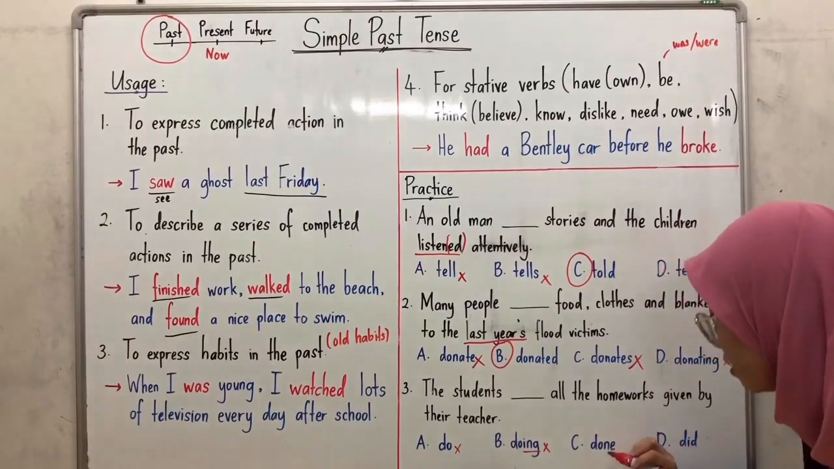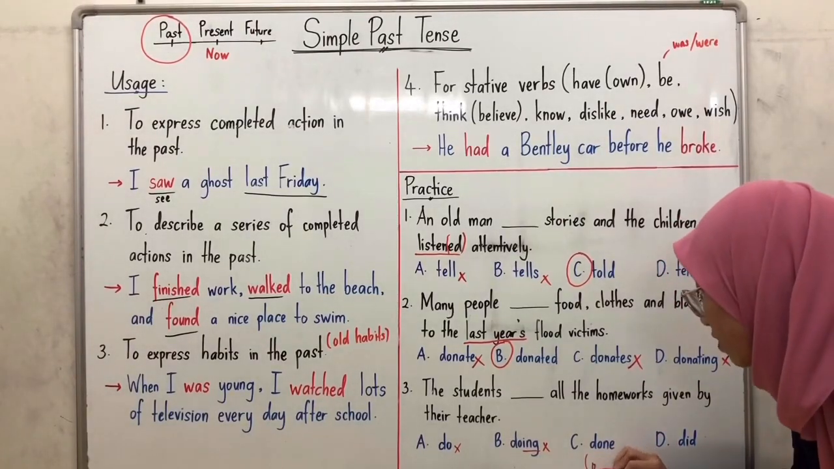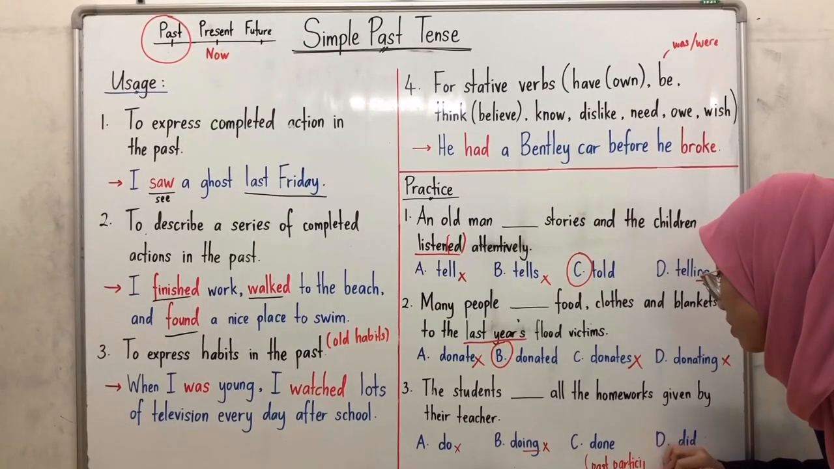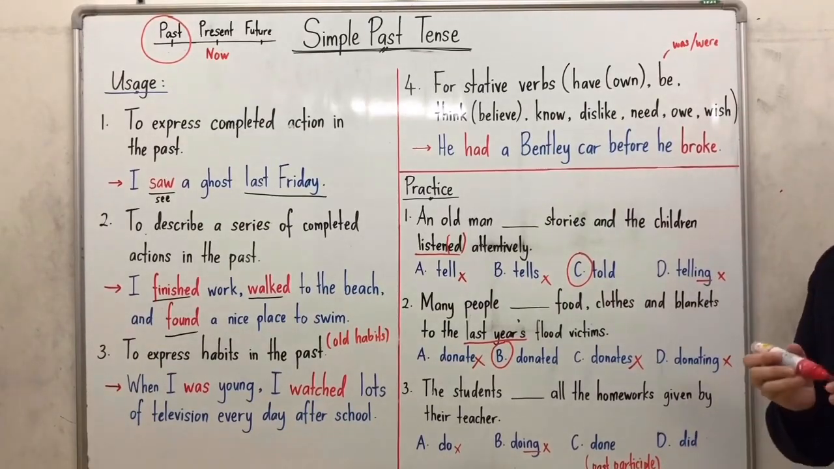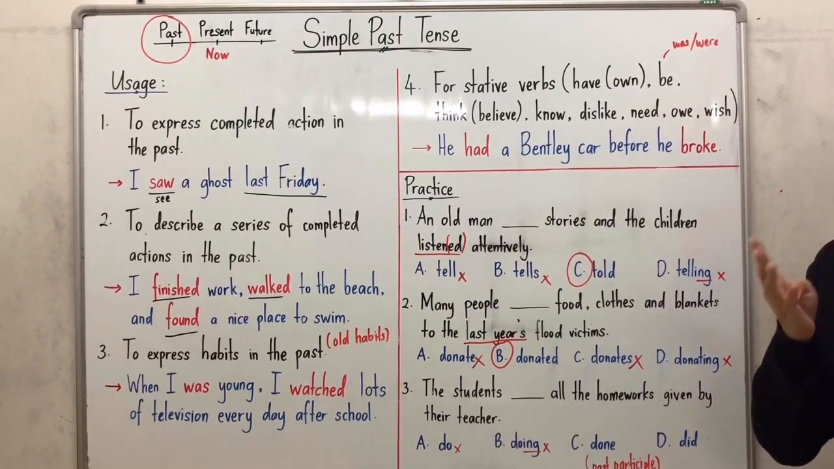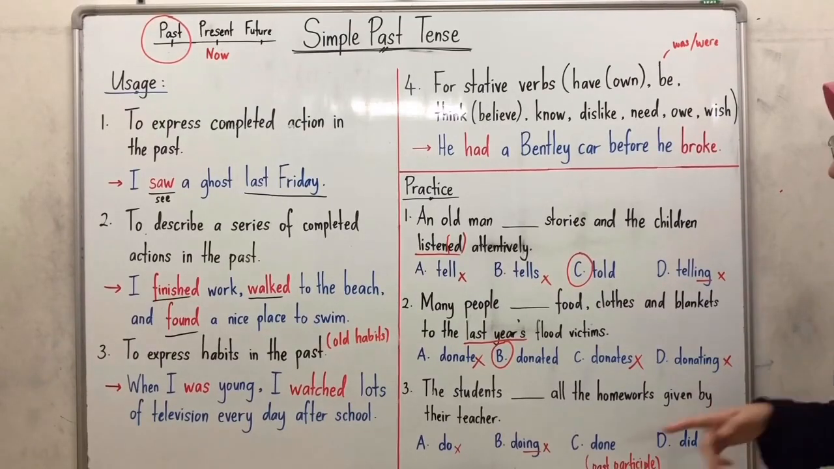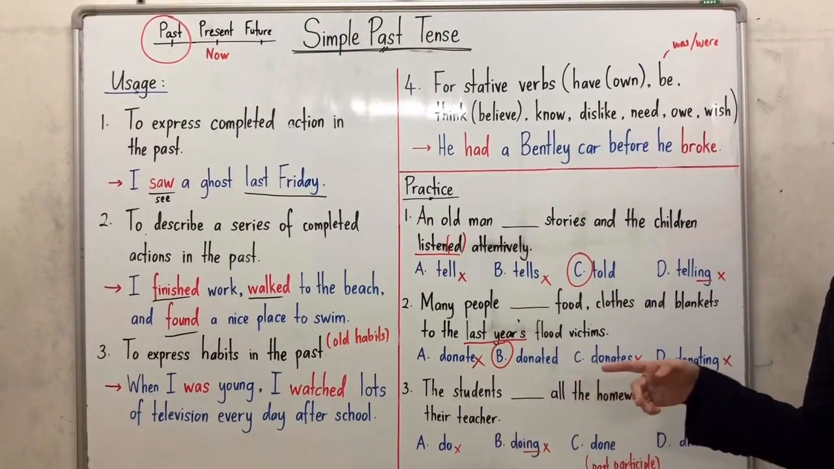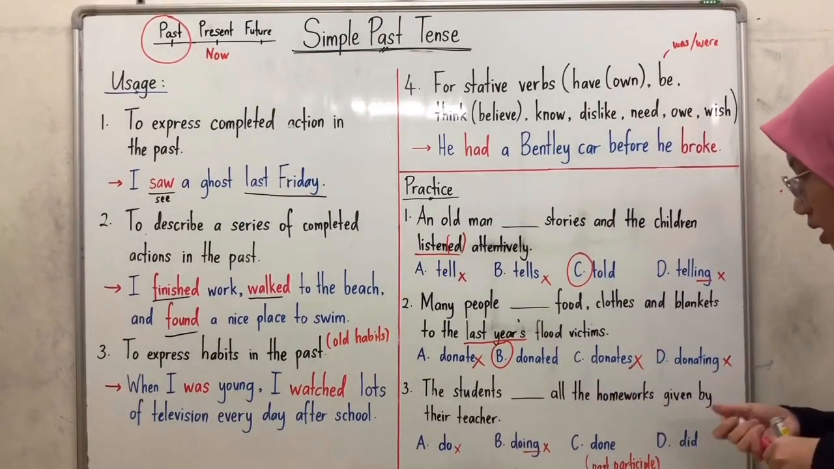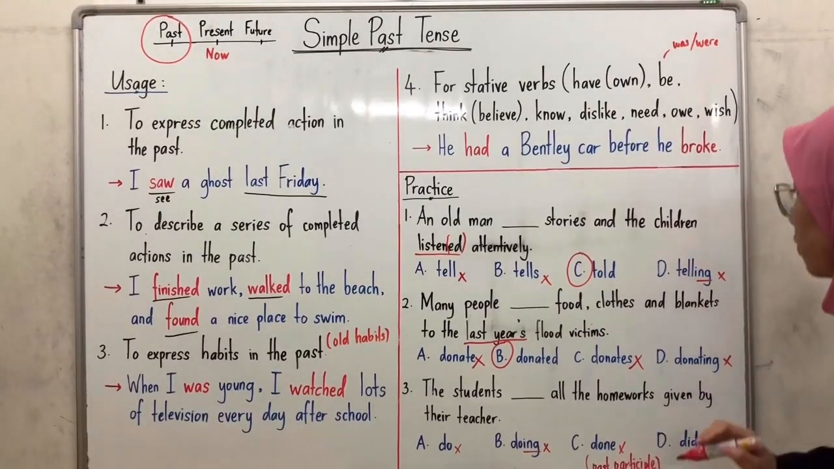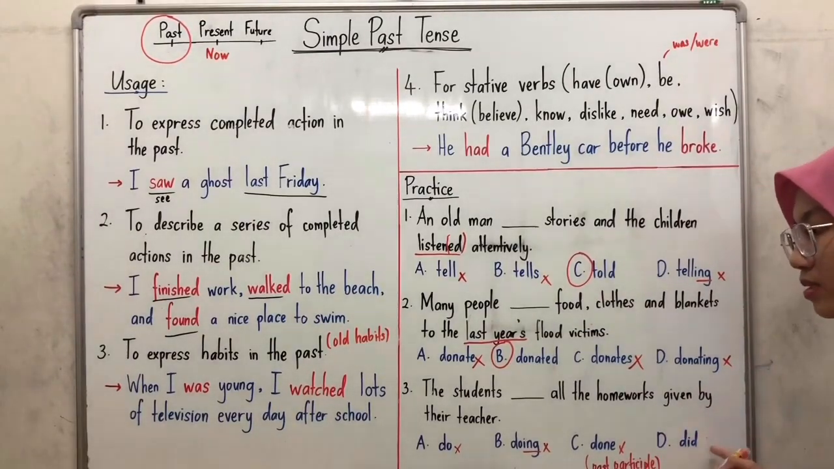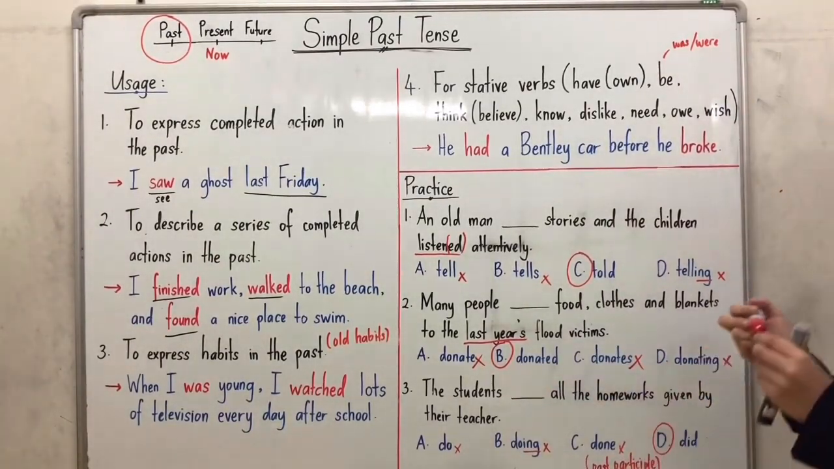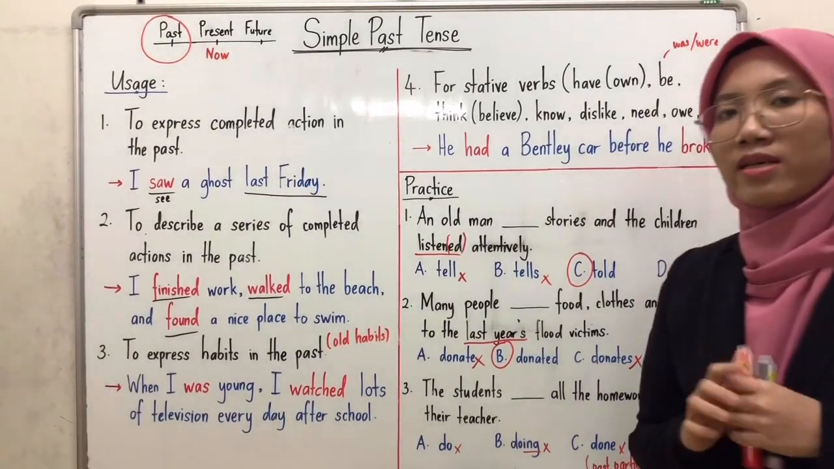Done is a past participle verb. Past participle is usually used in a passive sentence or where has, have, or had is before the verb. There is none here. There is no has, have, or had. So C is also wrong. Did is the past tense form of do. So the answer is D. The students did all the homeworks given by their teacher.